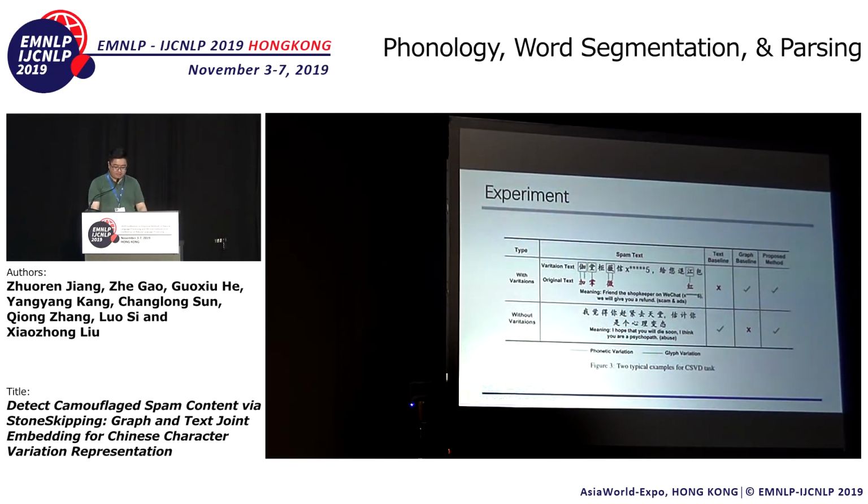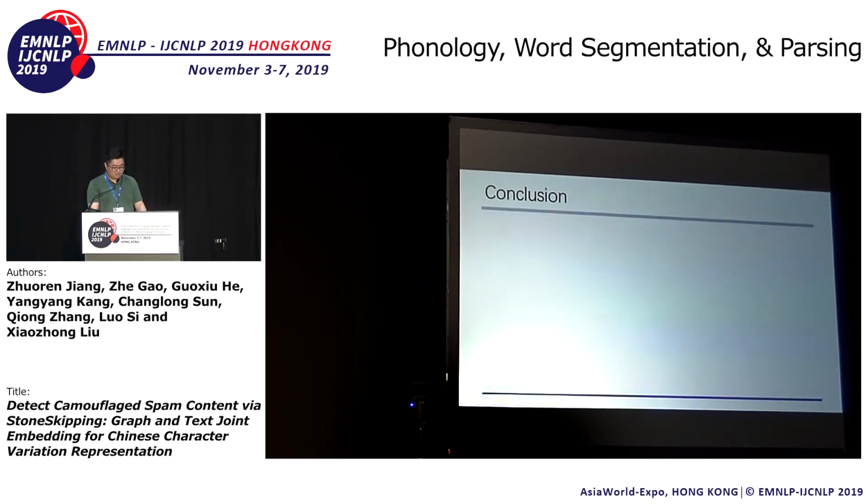This figure depicts two typical examples in the experimental datasets. We can see that the proposed StoneSkipping model is able to detect both kinds of spam text effectively. Okay, that brings me to the end of my presentation.